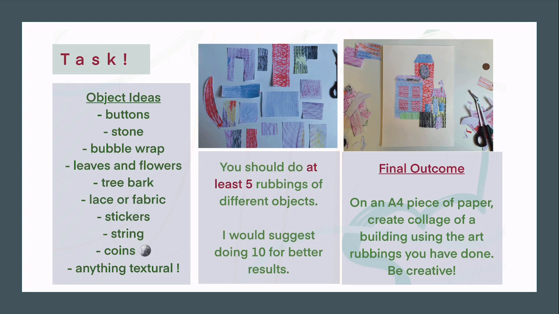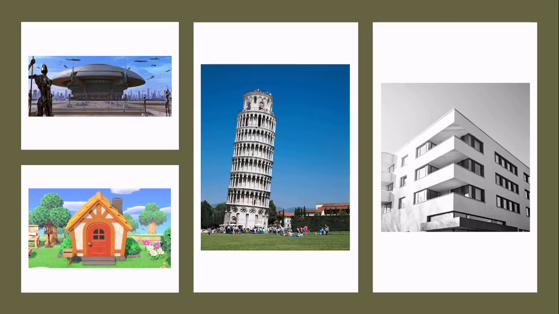Some ideas could be a sci-fi building, so we've got a Star Wars building in the top corner. Maybe you want to do something like your Animal Crossing building, that's fine. Maybe you want to do a famous building. It's up to you what you would like to choose.